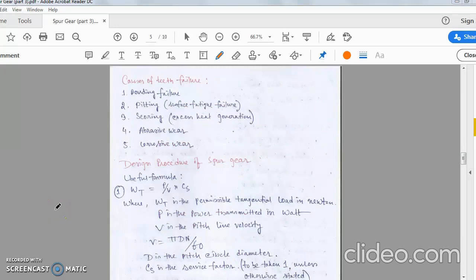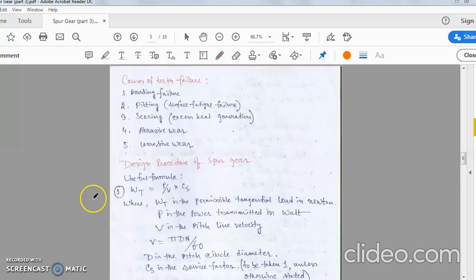Now, causes of gear tooth failure. There are several causes responsible for gear tooth failure. First important cause is the bending failure. We know that a gear can be broken due to excessive bending stress, due to the tangential load WT that has been induced. So bending stress is the very first and foremost criterion, and due to this reason the gear material generally breaks.